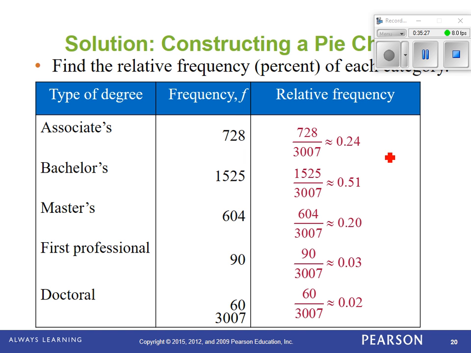So this one's 24%. So when I go to draw my circle, if that's 24%, well, 24% is real close to what? 25. So it's almost a quarter. So when I go to draw this, and I draw that first one, I'm gonna make it to where it's almost a right angle. And that would be associate's degree.